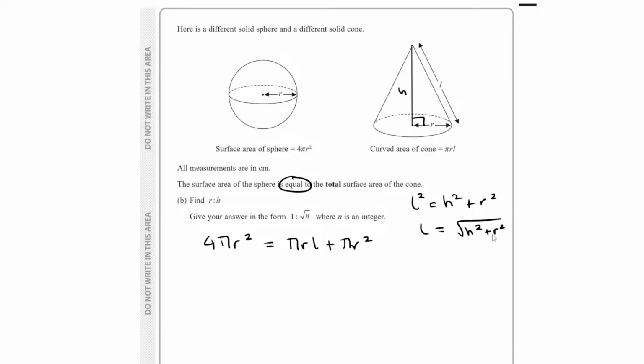That's what I would do. I think there was probably a different way to do it, but that's what I would do just naturally when I first looked at it. And now I can sub that in, because I don't want L, I just want H and R.